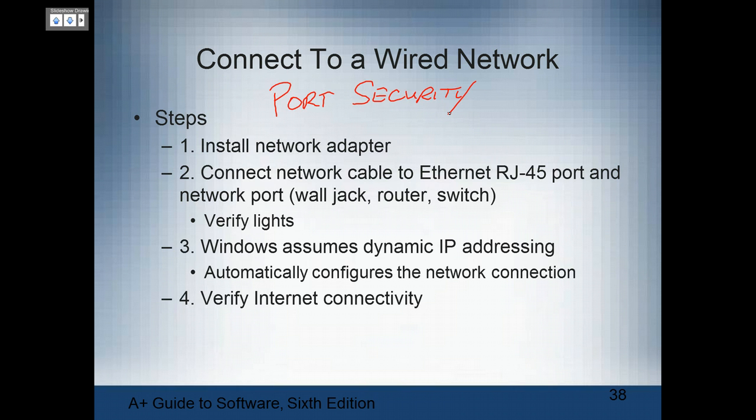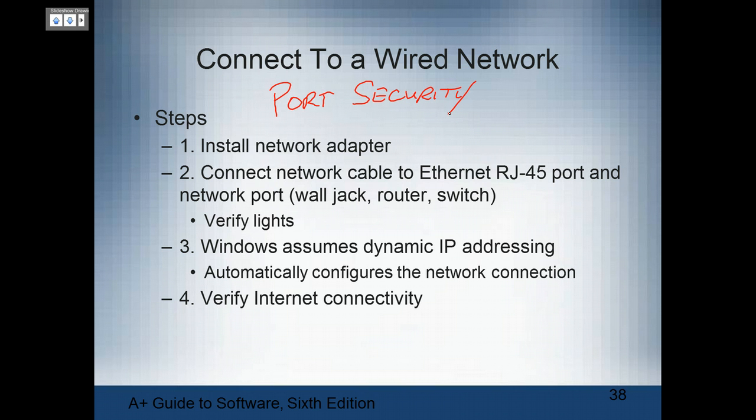You can read those. Install the NIC, connect the Ethernet cable, verify the lights. The lights are called a link light. You're probably going to get a link light on the NIC and a light on the switch. Windows assumes DHCP. DHCP is the default; if you want to put a static address in, you've got to go configure it.